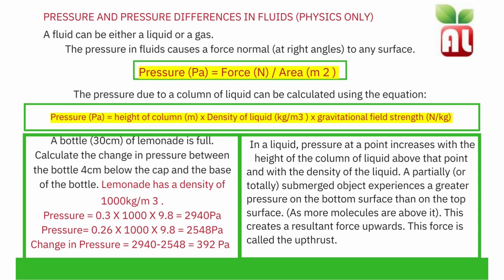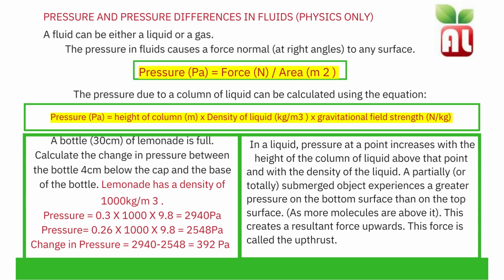The pressure due to a column of liquid can be calculated using the following equation. The pressure in pascals equals the height of the column in metres multiplied by the density of the liquid in kilograms per metre cubed, times the gravitational field strength in newtons per kilogram. In a liquid, pressure at a point increases with the height of the column of the liquid above that point and with the density of the liquid.